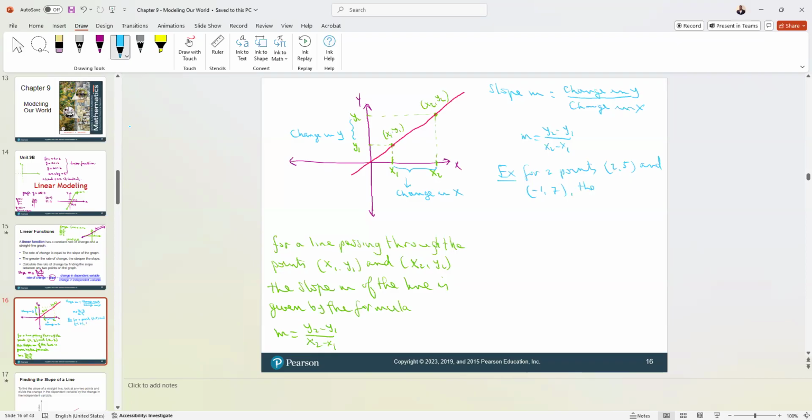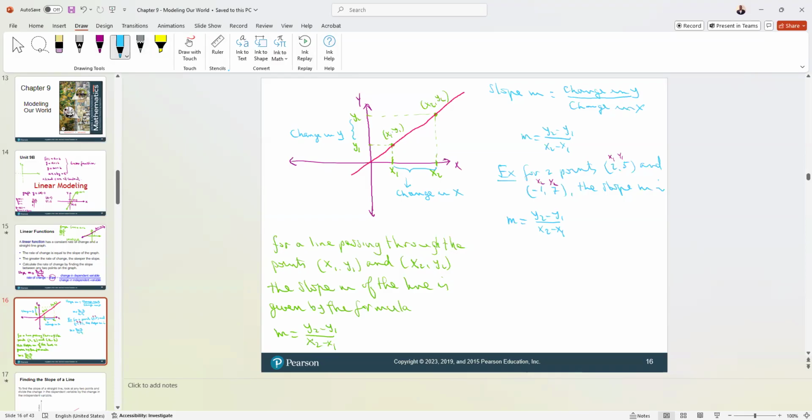The slope m is. So if I have 2 points like this, I can find the slope. Remember, the slope is the change in y over the change in x. And because we know the coordinates, this is x1, y1, x2, y2.